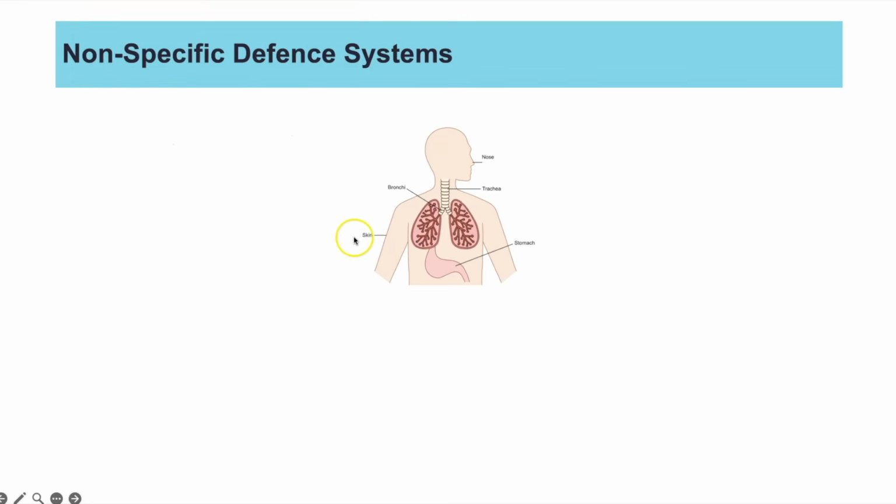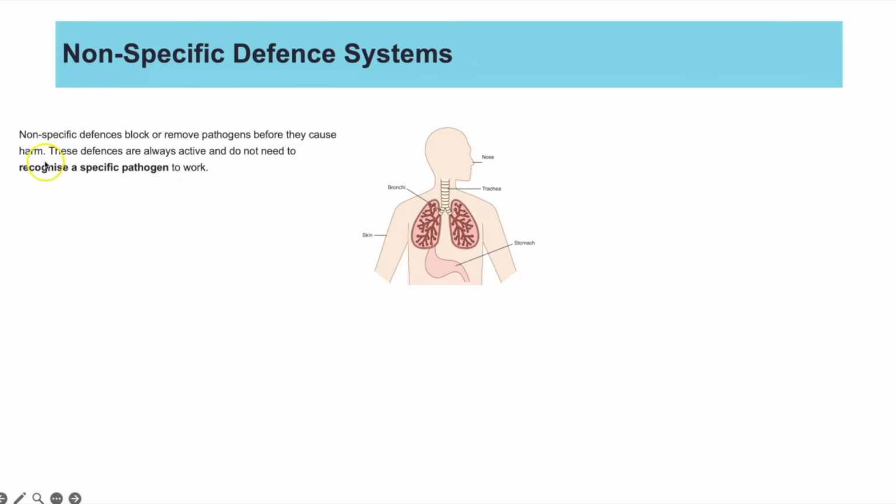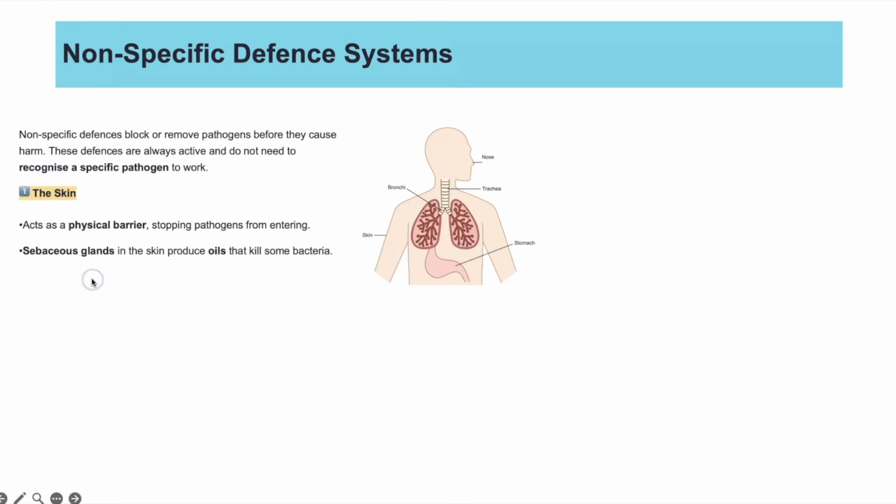So let's have a look at some of these non-specific defence systems and also the barriers you have to entry. So non-specific defences are there to block or remove pathogens before they can cause any harm to your cells and tissues. These defences are always active and you do not need to recognise the particular pathogen in order for them to work. So we can see here we've got the skin. The skin is a physical barrier that stops the pathogens from entering. The skin also has sebaceous glands within it, which produces oils, and some of those oils are able to kill bacteria.